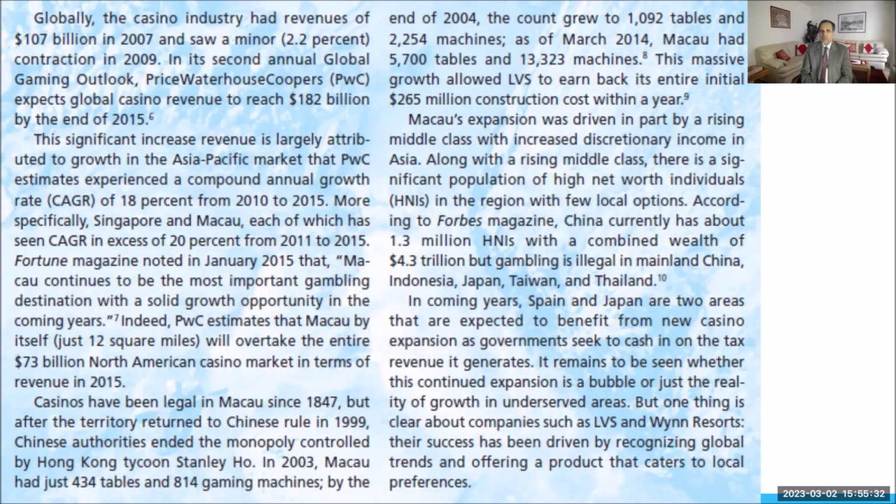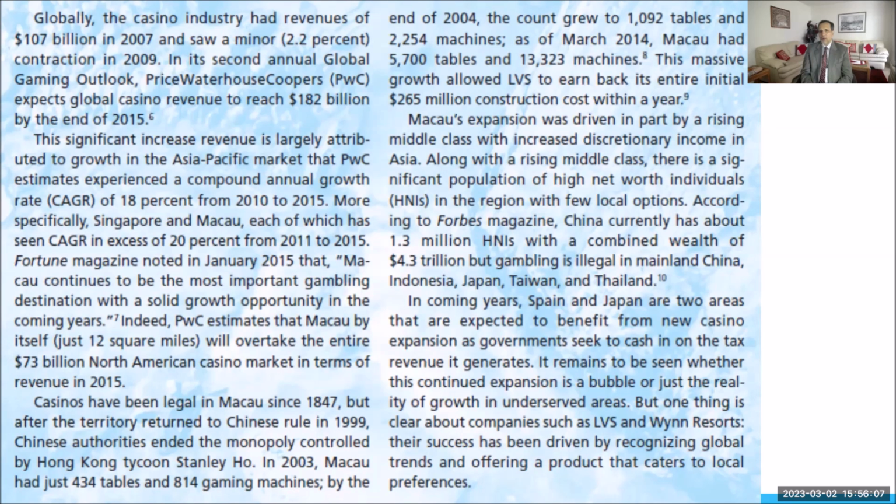By the end of 2004, the count grew to 1,092 tables and 2,254 machines. As of March 2014, Macau had 5,700 tables and 13,323 machines. This massive growth allowed LVS to earn back its entire initial $265 million construction cost within 1 year.